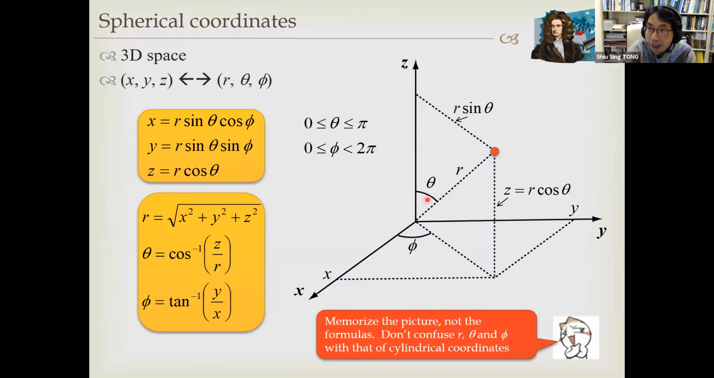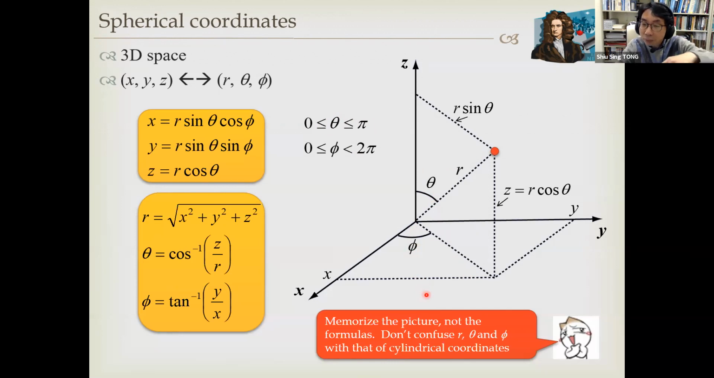But the polar angle theta is not. The range definition is not from 0 to 2 pi. It goes only from 0 to pi. When the angle theta is 0, that means the point is on the positive z-axis. When the angle theta is, say, pi over 2, that is 90 degrees, then the point is on the xy plane. And if the angle theta is pi or 180 degrees, the point is actually on the negative z-axis.